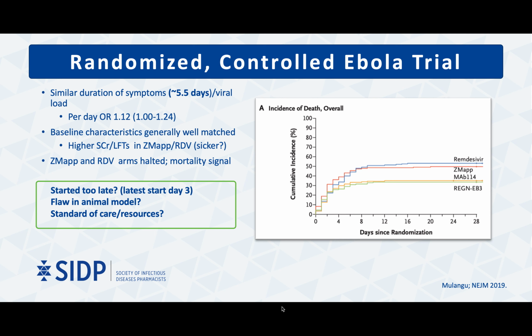The latest initiation in the aforementioned animal models was 3 days. Second, was there a flaw in the animal models used for Ebola that explained the seeming discordance between benefit in non-human primates, but not seen in humans? Third, did standard of care or resources impact each arm equally? So the trial was notably impacted by militant groups in the area, which would constantly disrupt medical care due to mistrust of medical facilities and medical providers.